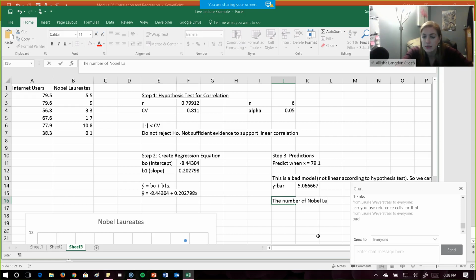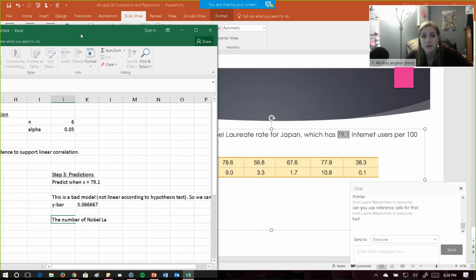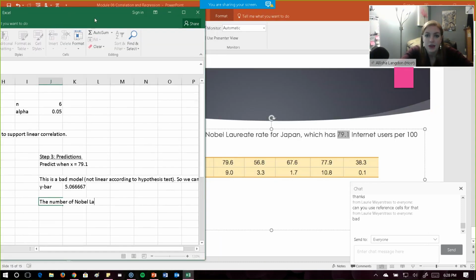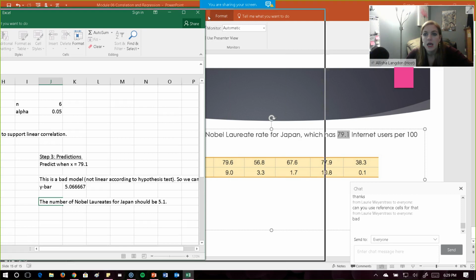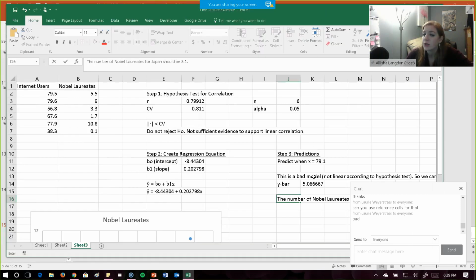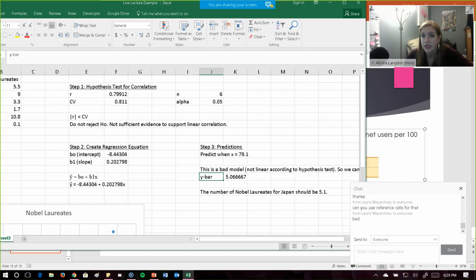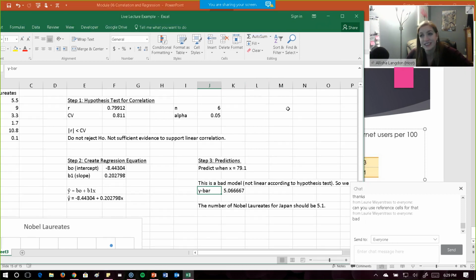So that would mean that our prediction for the number of Nobel laureates, oh my gosh, I am not going to spell this correctly, to be honest with you guys. Laureates for Japan should be 5.07. Looks like we're rounding to one decimal place, so let's round that to 5.1. So the idea here is if it's a bad model, we're going to go ahead and just use the mean of the Y's. And that will be our prediction for any number that you want, because our equation isn't a good representation, so we can't use it.